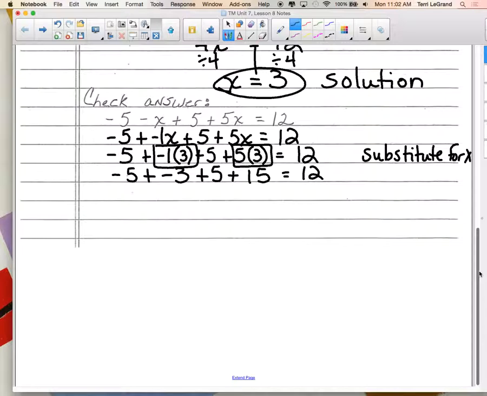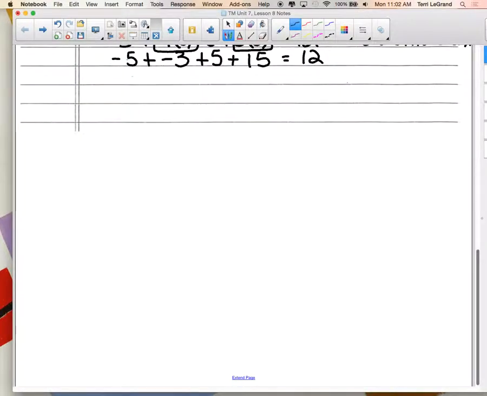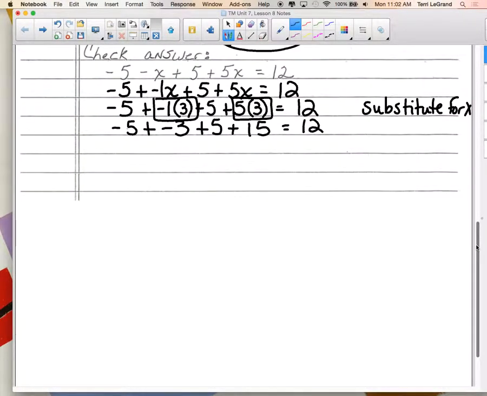Now we're going to start adding from left to right. Okay? So let's take care of these first. -5 plus -3. What is that, class? -8 plus 5 plus 15. -8 plus 5 next. Caden, -3.